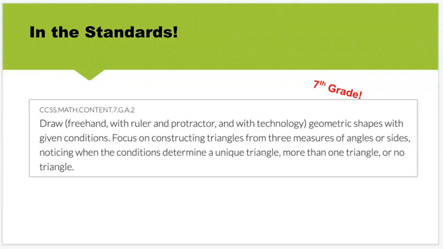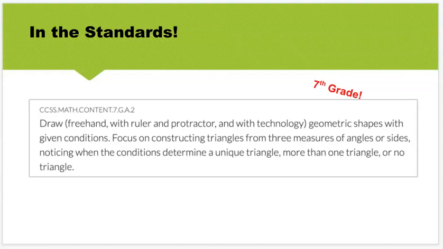Let's look at some standards for triangles. This is in 7th grade. So draw freehand with ruler and a protractor and with technology geometric shapes with the given conditions. Focus on constructing triangles from 3 measures of angles or sides, noticing when the conditions determine a unique triangle, more than one triangle, or no triangle.